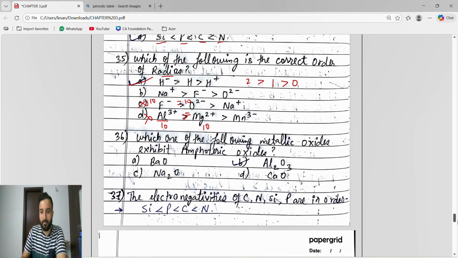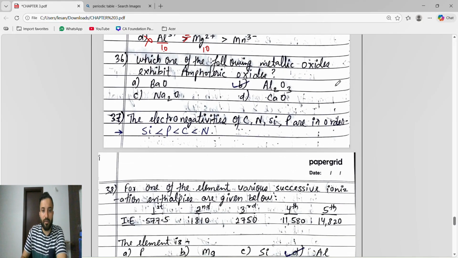That's it. Next, which one of the following metallic oxides exhibits amphoteric nature? Guys, amphoteric oxide, I said Al2O3 is the amphoteric oxide. So what you have to do, just go to Google and type, give 5 examples of metal oxides which show amphoteric nature. And remember the names, because in the examination they are continuously asking.